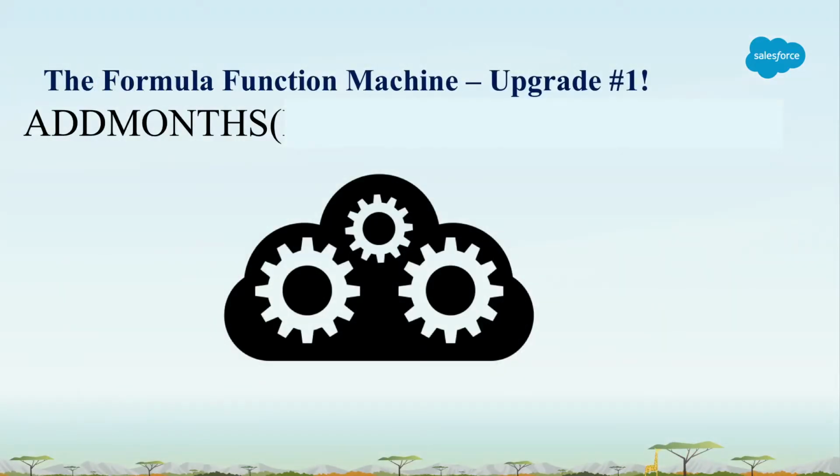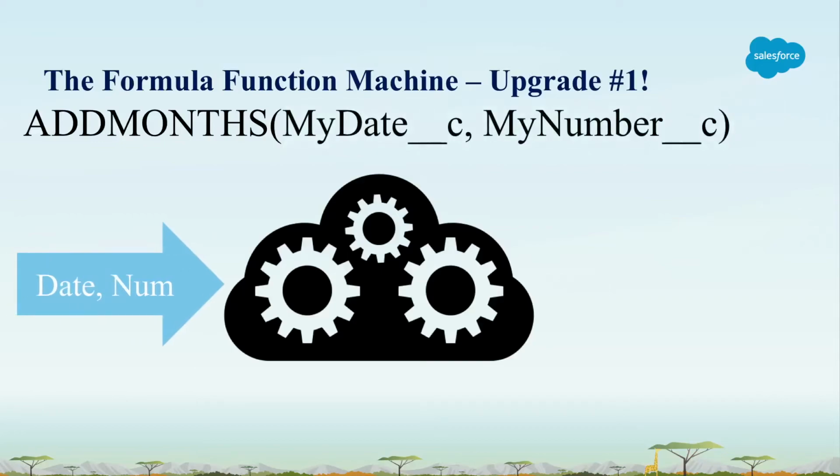All right, one more. In our first upgrade to our formula function machine, add months. This is so exciting for admins. I'm sorry, developers have been able to do this in Apex for years. Add months, 3, you're done, right? But admins couldn't do this until the winter release. So you can do this now. You have the power. You give it a date and a number, and it gives you a date, just like you would hope, I hope.